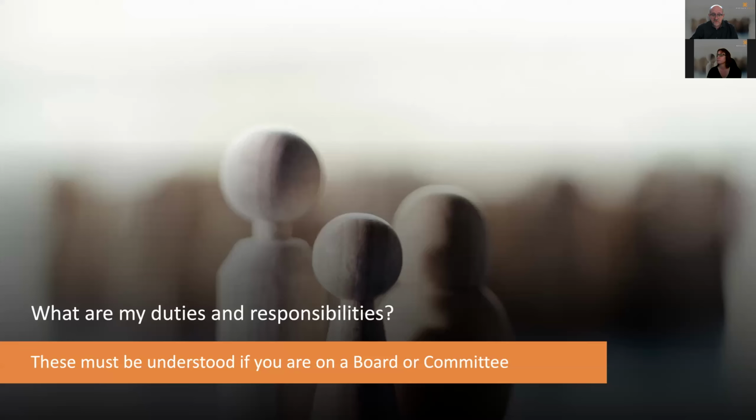So if you are on a board or a committee, you have to understand these. There's no, oh, this is for somebody else. This is for the lawyers to worry about, or this is for the finance people to worry about. I don't have to really focus too much on the letter of the law, if you like, of what my duties and responsibilities in my governance role are. You do. Very simply, you do.